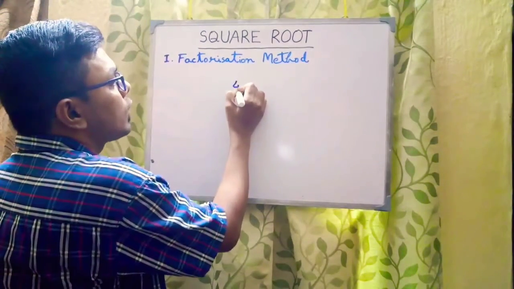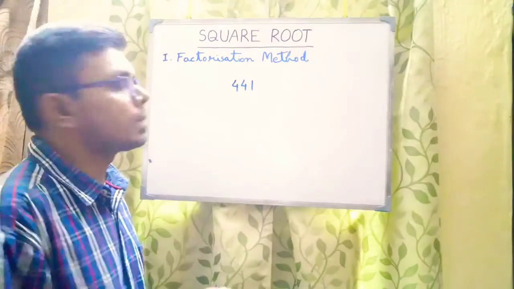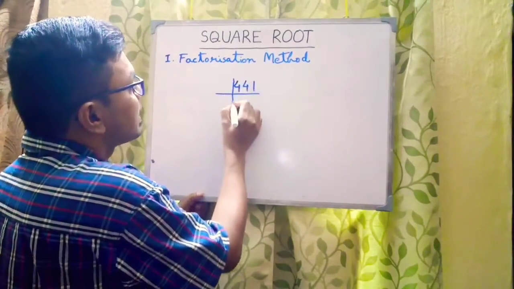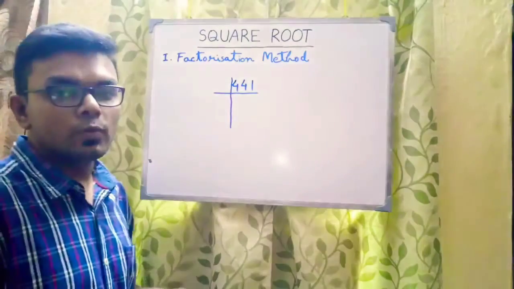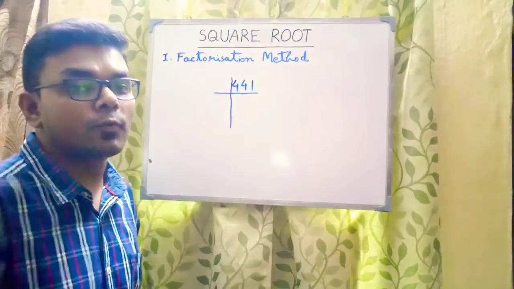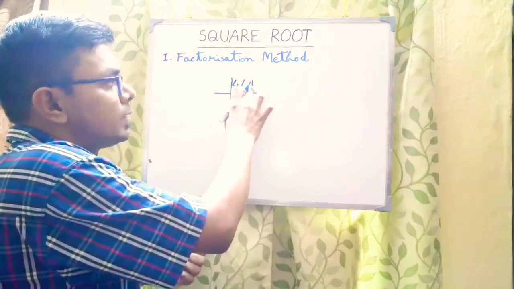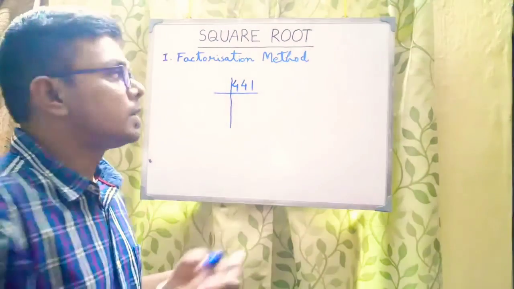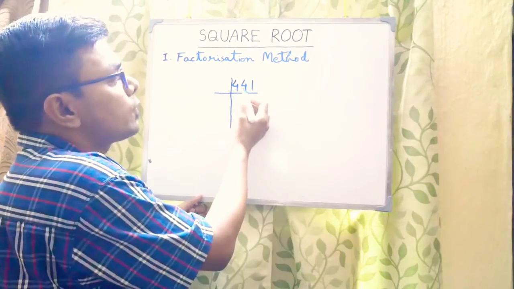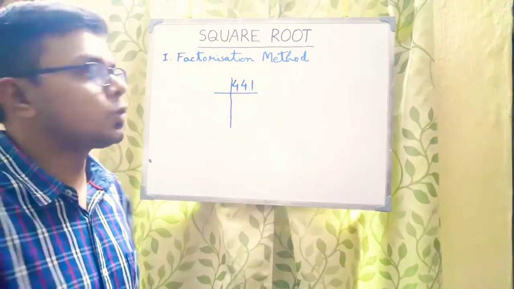Suppose we want to find the square root of 441. To find the square root of 441 by the factorization method, we draw a grid like this and go on dividing 441 by certain numbers, which are factors of 441. Now, 441 is not an even number because 1 is in the ones digit, so it cannot be divided by 2. What about division by 3? Let's try the divisibility test of 3, that is adding the digits. 4 and 4 is 8, 8 and 1 is 9. So 9 is a multiple of 3. That means 441 is divisible by 3.